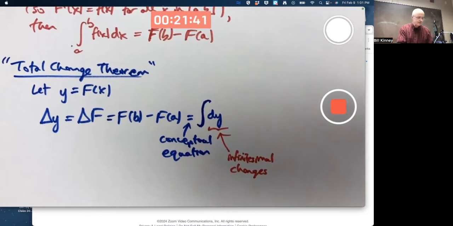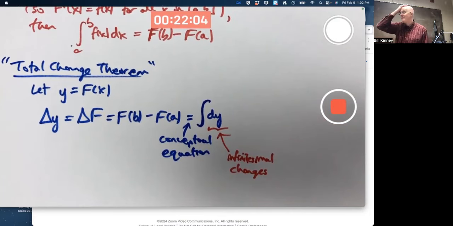It's not a literal equals because this symbol is seemingly not a number. It's more of an idea. Add up the little changes. These dy's are infinitesimally small. This integral sign is adding infinitely many, infinitely small things. Yes, that's what we imagine it to be. Not literally. It's a convenient fiction.